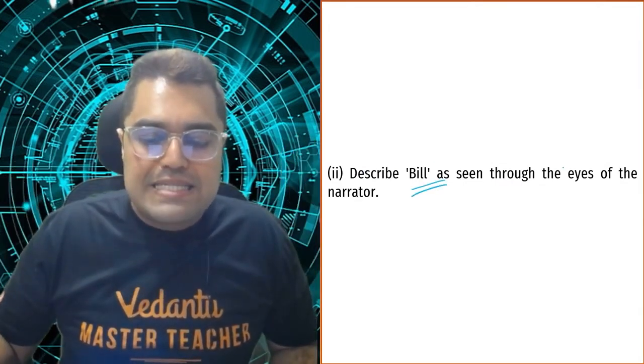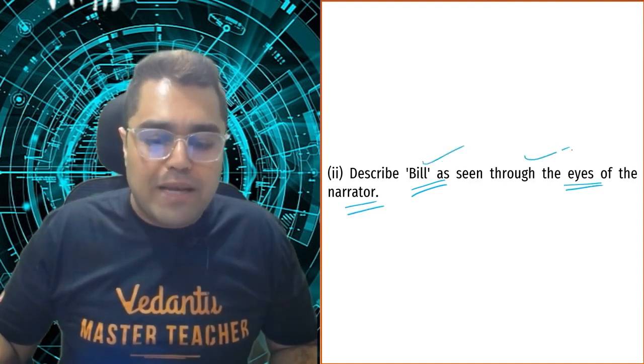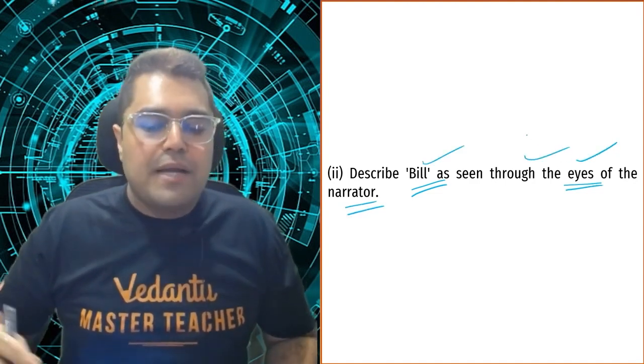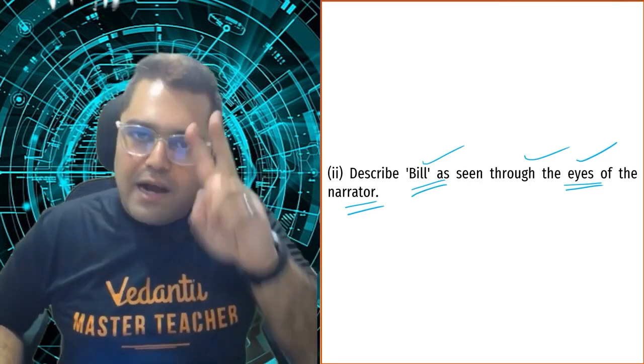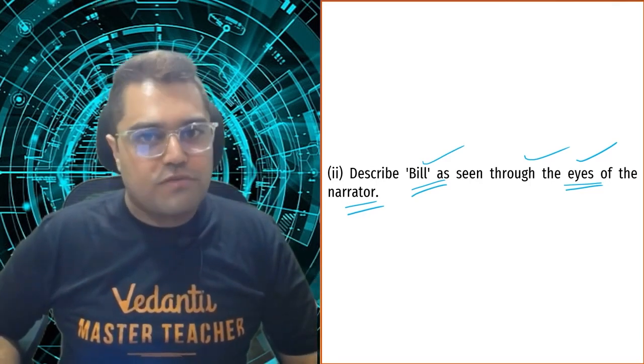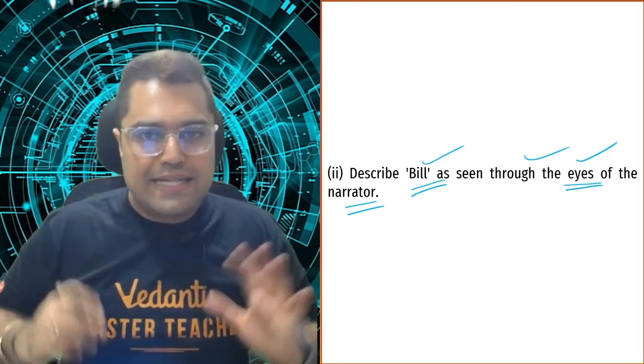Describe Bill as seen through the eyes of the narrator. So now, people, you have to tell me and describe how that Bill was seen, looking from the viewpoint or eyes of the narrator. How specifically did the narrator observe? This is a very important and a very critical answer. Okay? Again, let's describe. Alright.